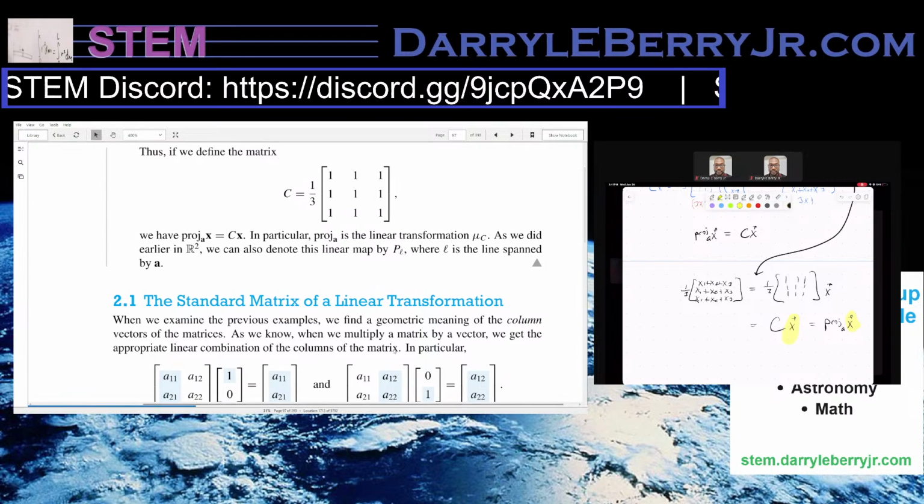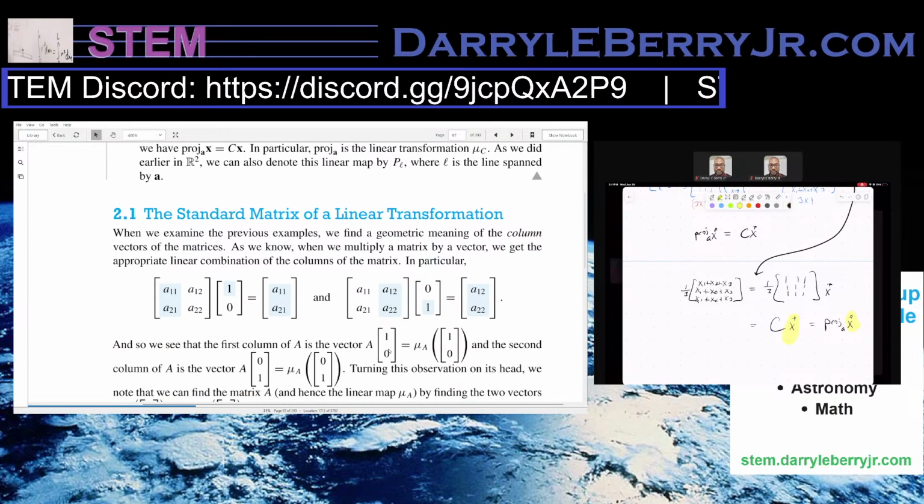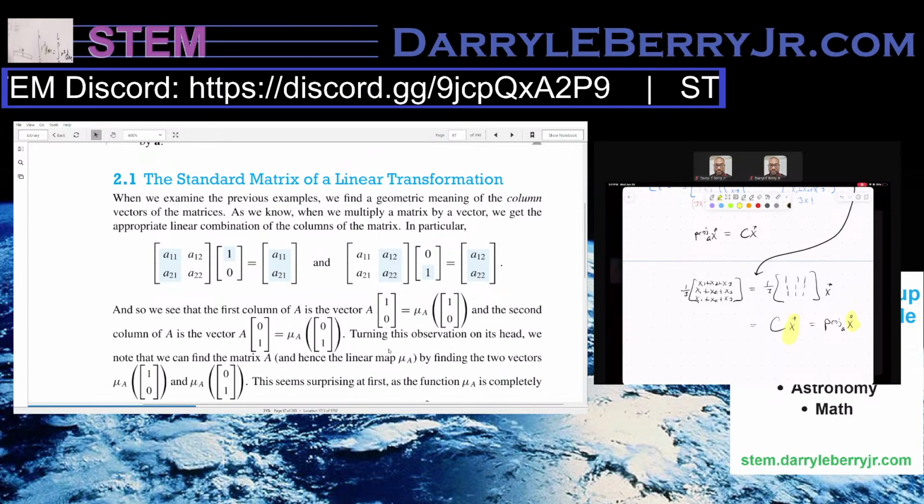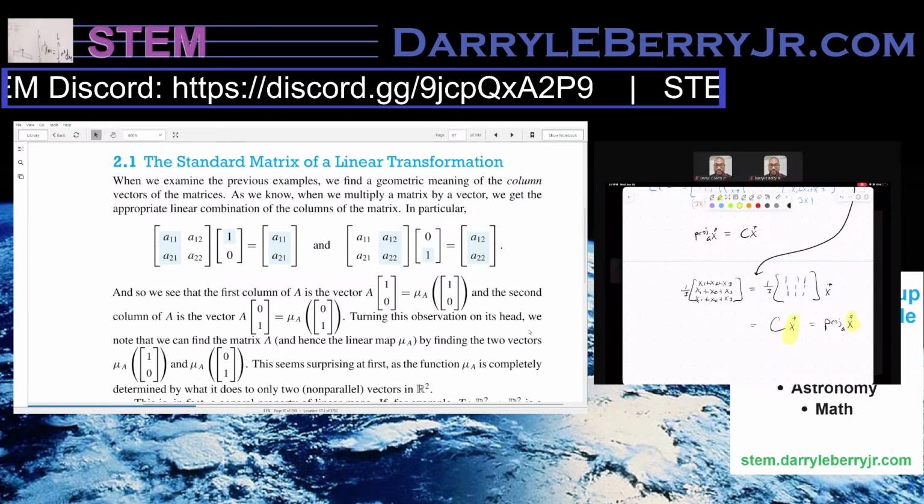The standard matrix of a linear transformation. So why don't we take a break here, and I'll be back starting with the standard matrix of a linear transformation.